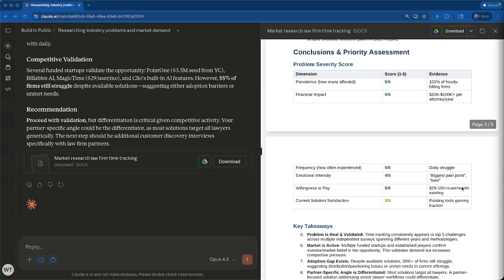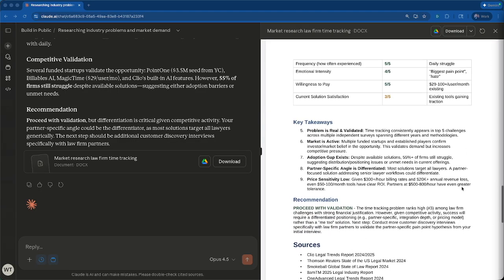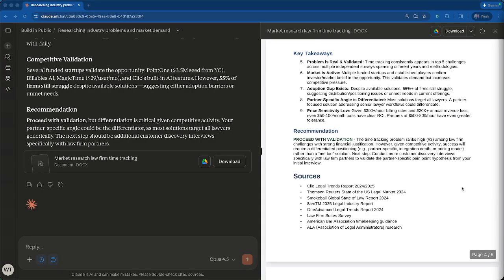Here we get down to what we might want to prioritize, and it flags for us some of the potential challenges that we may be facing as we're moving forward in the process, as well as then it starts to provide us with some summary information. So key takeaways: problem is real, it's also validated, the market is active, there are adoption gaps. All of that speaks to opportunity for us, and the other challenges they may face as well.